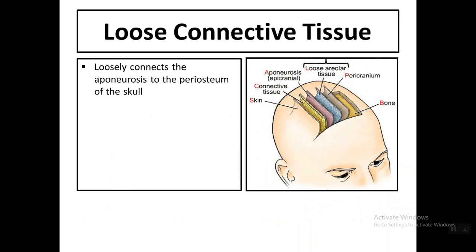After we remove the aponeurosis, we will find a layer of loose connective tissue. This is the layer in blue, shown here as loose areolar tissue. It loosely connects the aponeurosis to the periosteum of the skull. This is the fourth layer.